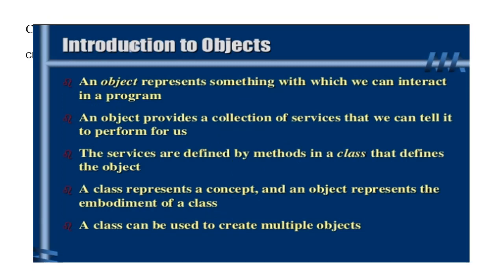So let's understand the concept of objects. An object represents something with which we can interact in a program. An object provides a collection of services that we can tell it to perform for us. The services are defined by methods in a class that defines the object. A class represents a concept and an object represents an embodiment of a class. A class can be used to create multiple objects.